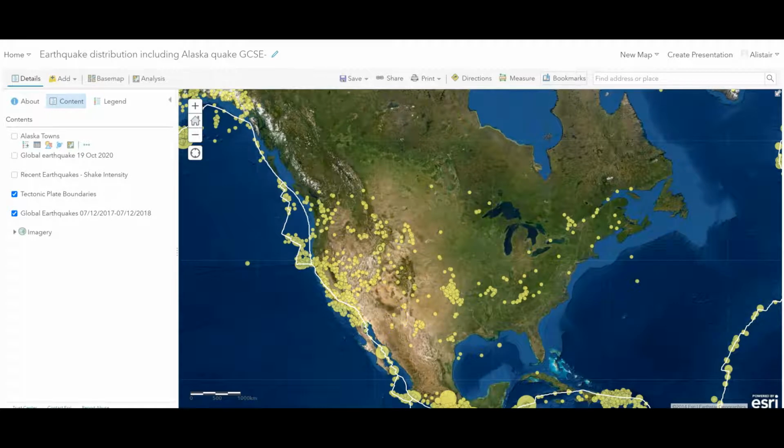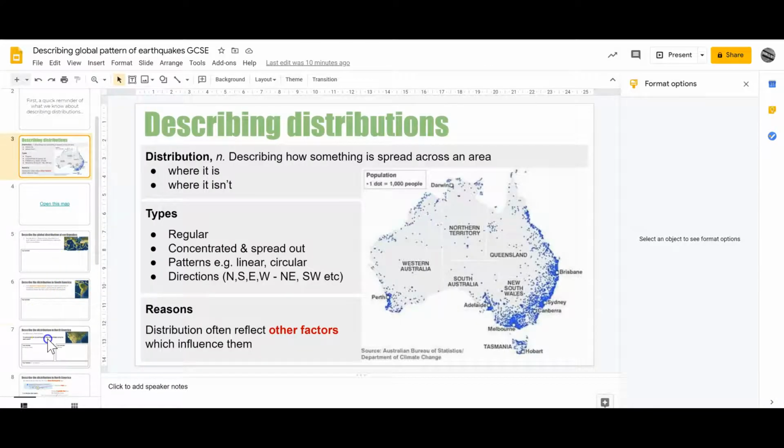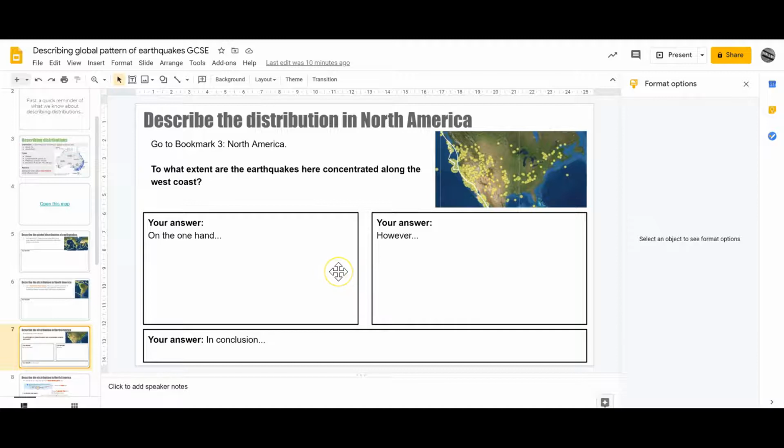To what extent? Now, a tip on the to what extent questions. You'll see that there are different boxes here that are going to help you. To what extent are the earthquakes here concentrated along the west coast? Now, a to what extent question implies that the answer is not a simple yes or no or one or other.